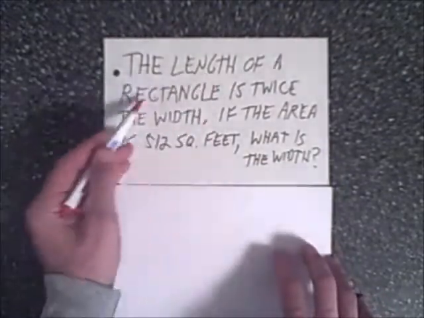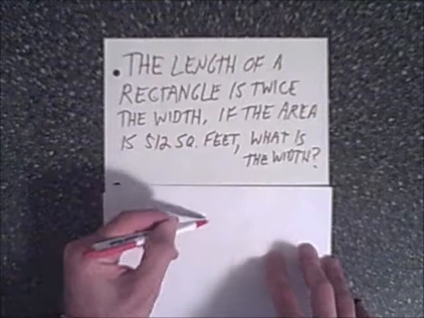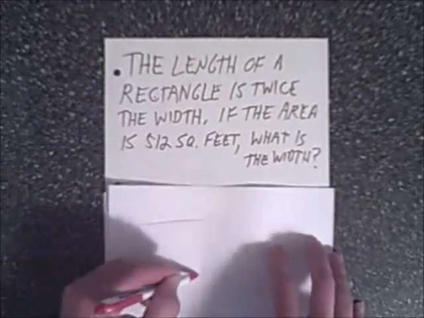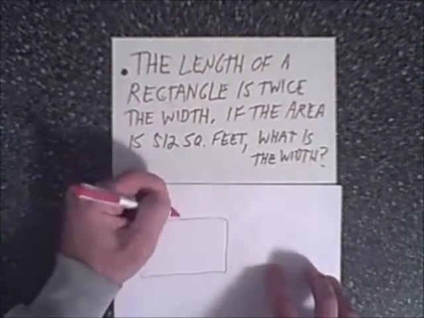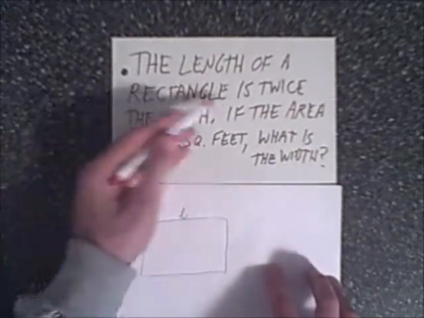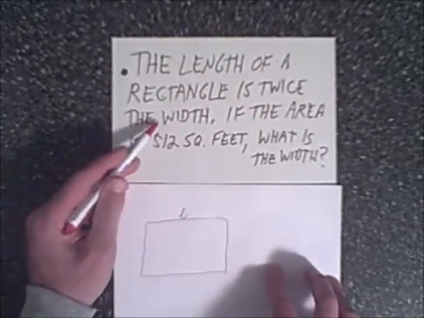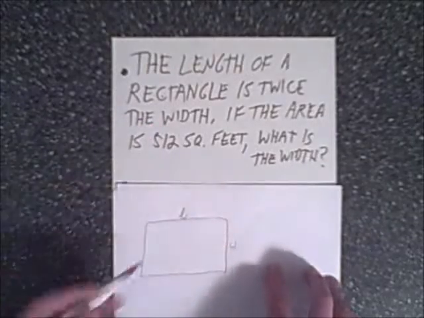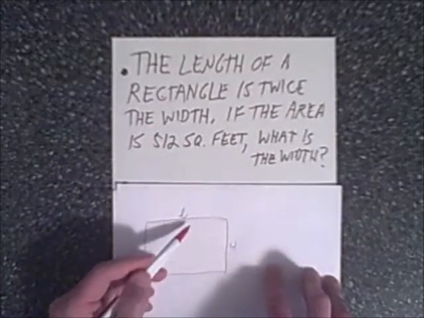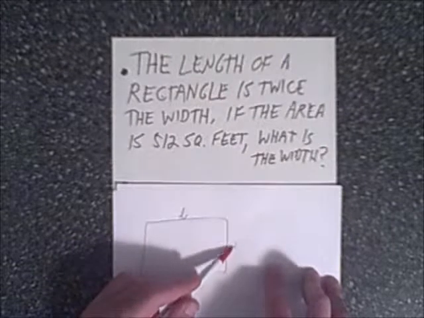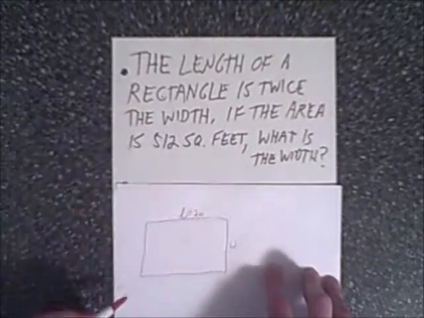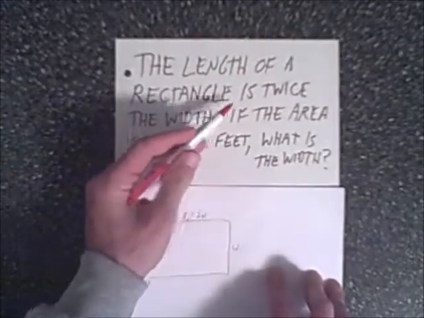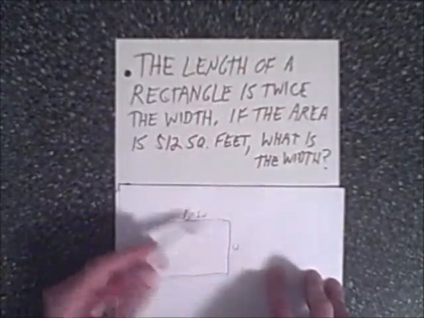So what we have here is the length of a rectangle. So let's draw a quick rectangle. Okay, here's our rectangle. And the length, we're going to call this the length, of a rectangle is twice the width. Okay, so if this is the width, this is twice this. So we could basically say it will take 2 of these to equal 1 of these. So this is equal to 2w. So the length of the rectangle is twice the width.